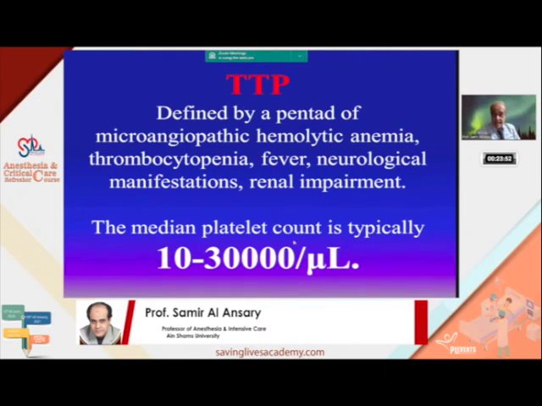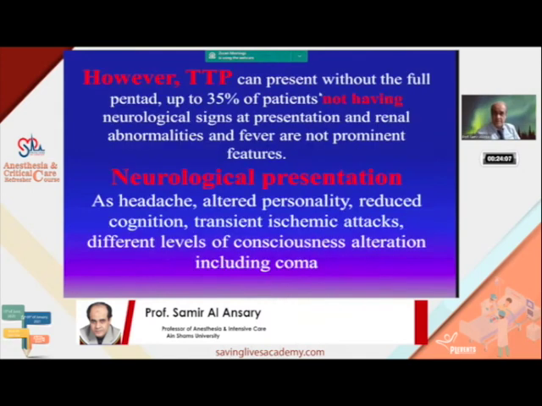The median platelet count is typically 10,000 to 30,000. And this patient needs urgent management, urgent plasma transfusion, urgent fresh frozen plasma transfusion. However, TTP can present without the full pentad, with up to 35% of patients not having neurological signs at presentation, and renal abnormality and fever are not prominent features. Neurological presentation, as I said, ranges from headache to confusion up to coma.